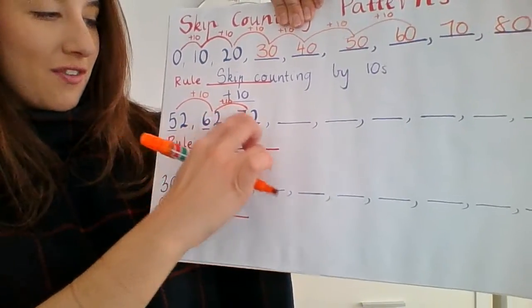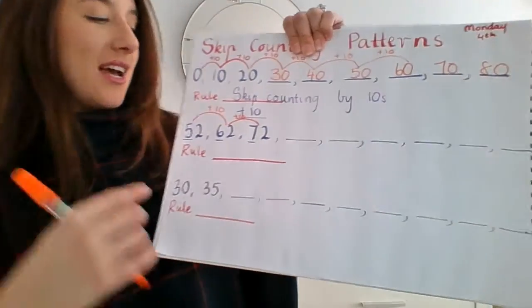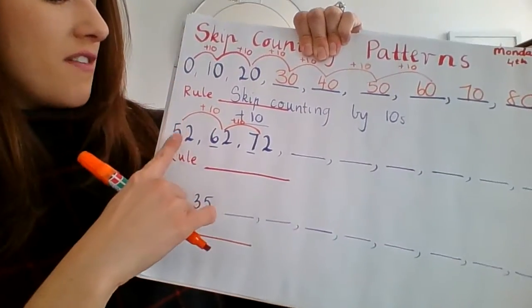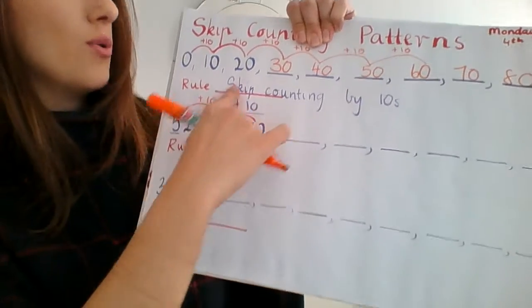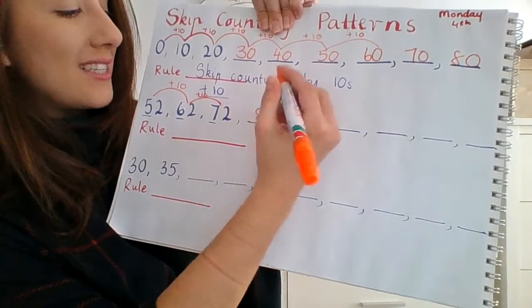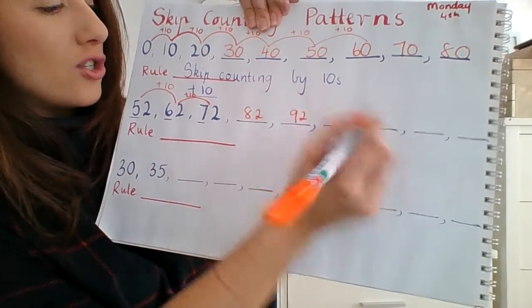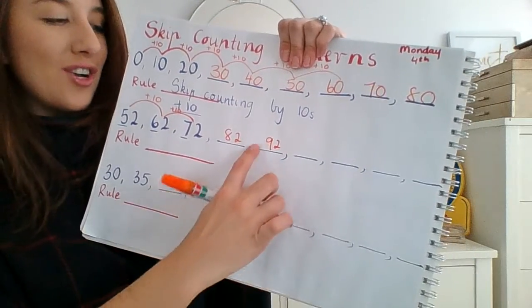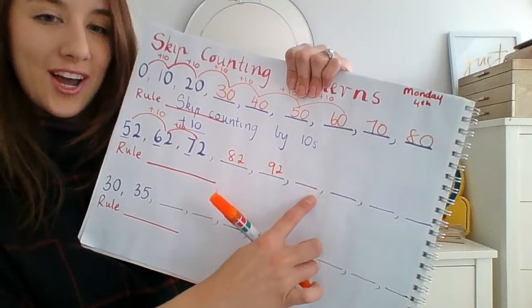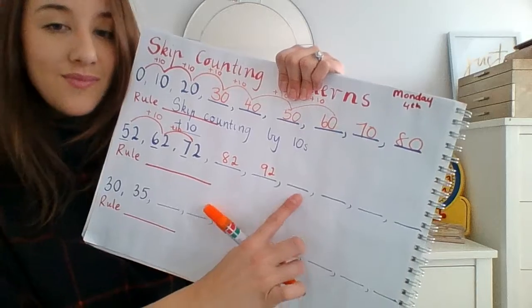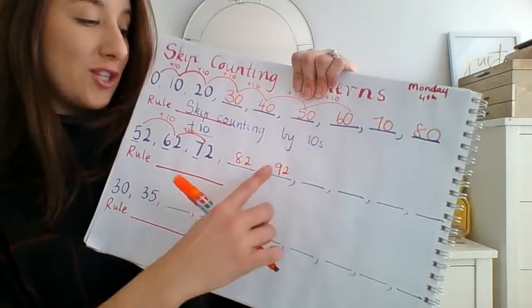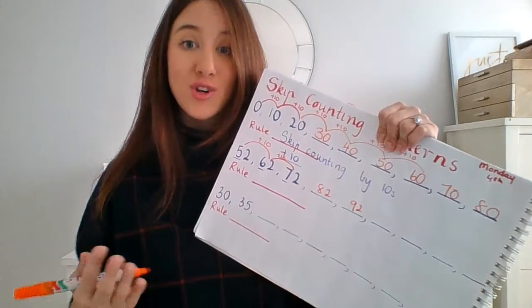So now I want you to finish the skip counting pattern with me. Let's count those numbers out loud. 52, 62, 72, 82, 92. I wonder if you can think about what comes next, okay? This is tricky. And if you don't know, you need to stop. You need to count on, okay?